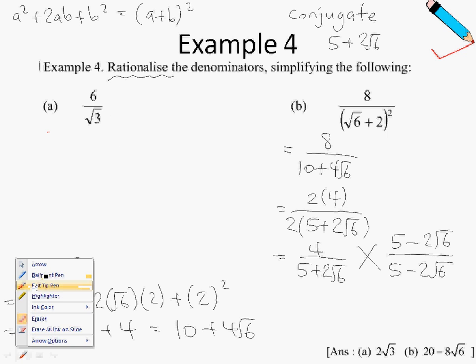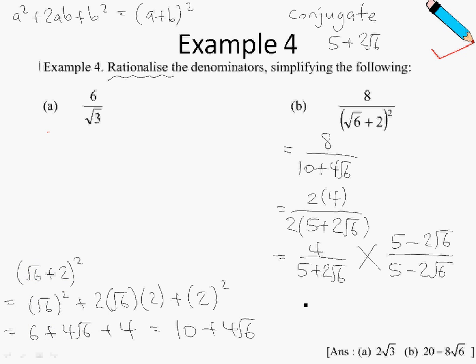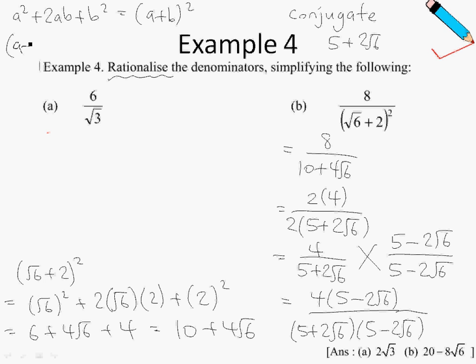Okay, so I'll just continue over here. If I multiply this together, I'll get 4 times (5 minus root 6) over... take note that in the denominator, I have (5 plus 2 root 6) times (5 minus 2 root 6). If you see the denominator, it is in the form (a plus b) times (a minus b), which gives me a squared minus b squared.